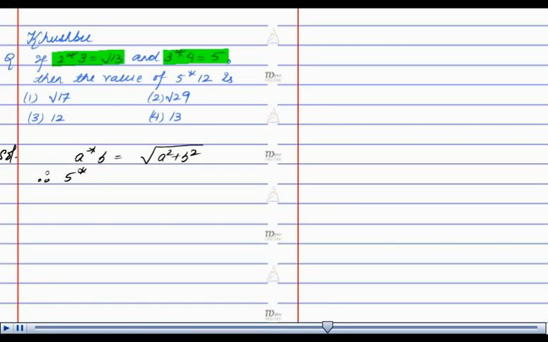Therefore, 5 star 12 becomes under root of 5 square plus 12 square, that is root of 25 plus 144, which comes out to be root of 169, that is 13. So the correct answer is option number 4.